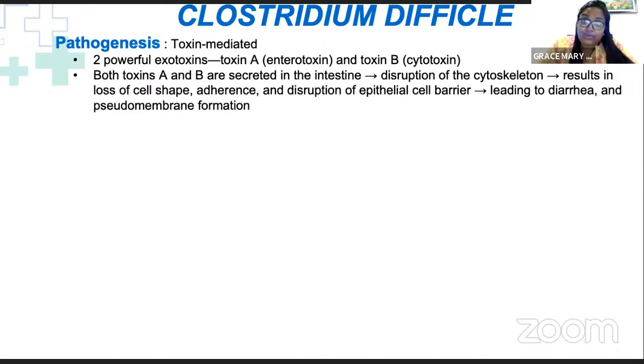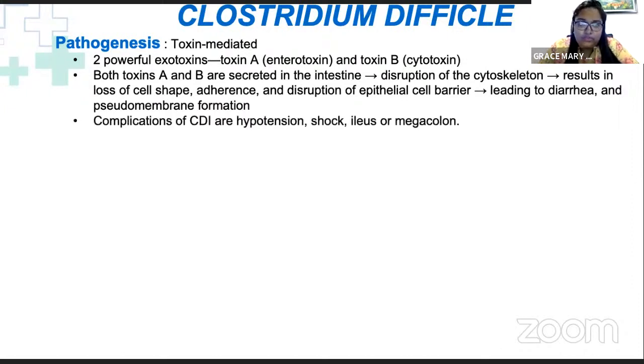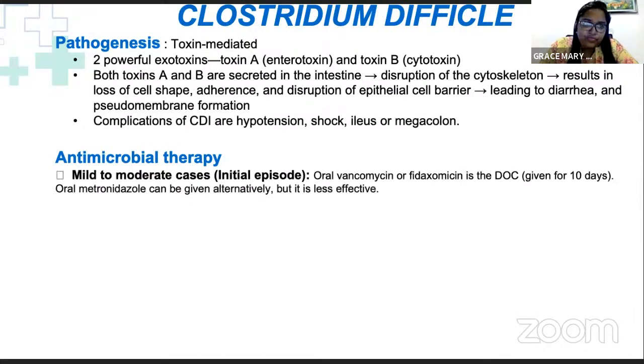And it causes unformed stools. Because of this toxin production, there are multiple episodes of unformed stool. This is how the clinical presentation of Clostridium difficile occurs. So in a patient who has been admitted in the hospital, whenever you have an unexplained fever with unformed stool, Clostridium difficile is something that you must look for. And it can cause hypotension, shock, ileus, and megacolon. With the large volume diarrhea, the BP drops, and you'll have hypotension going into septic shock and a megacolon.